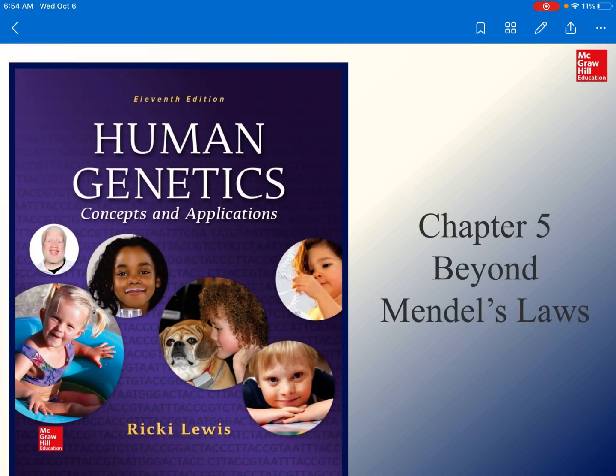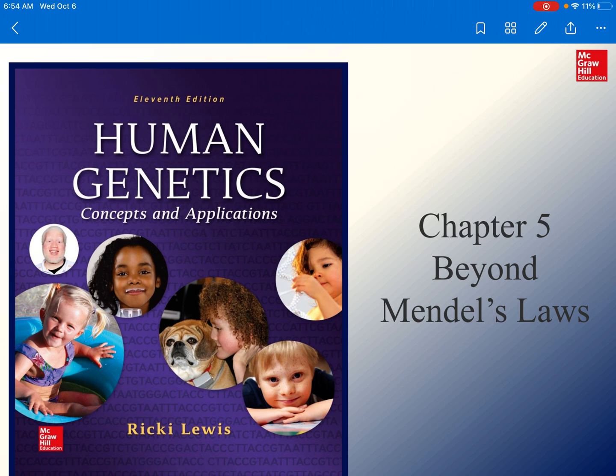All right, this chapter 5 deals with all of those non-Mendelian traits. These are traits that were discovered after Mendel did all of his work. He was lucky enough with the pea plants to be working with traits that had dominance and recessiveness. So two alleles for each trait, one dominant, one recessive. We could do the Punnett squares and figure out the probabilities.